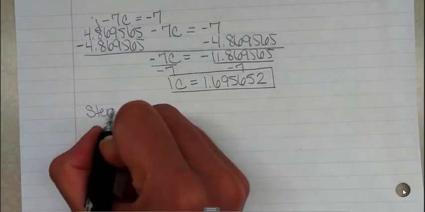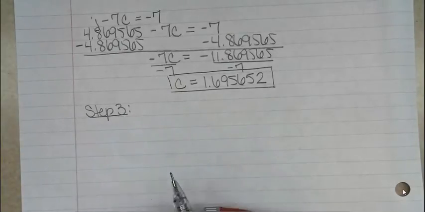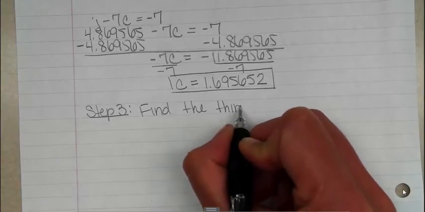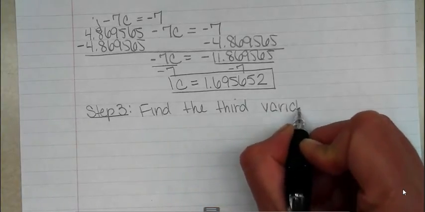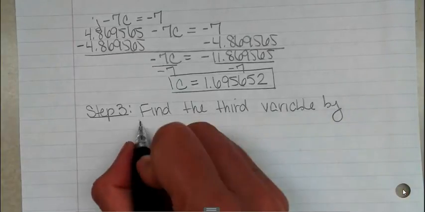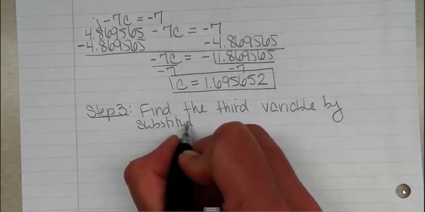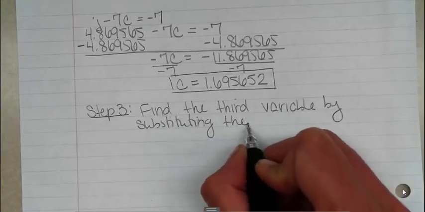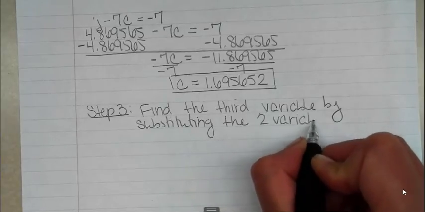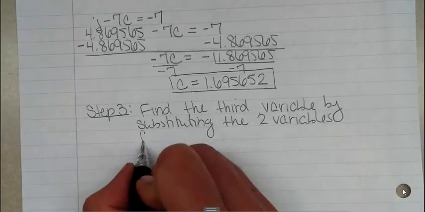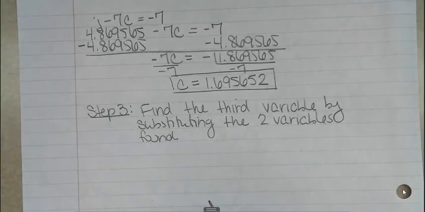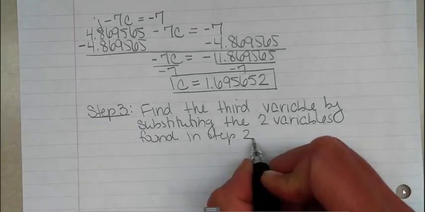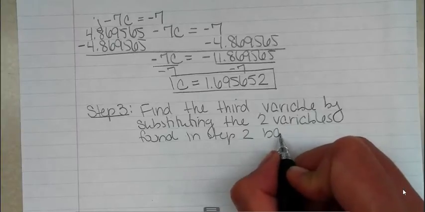So step 3, we're going to find the third variable by substituting the two variables found in step 2 back into one of the original equations.